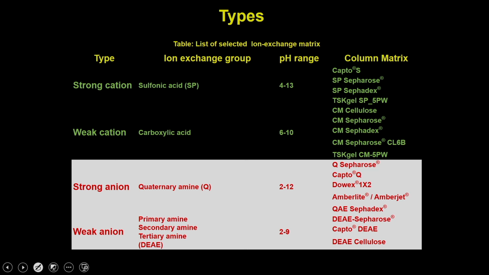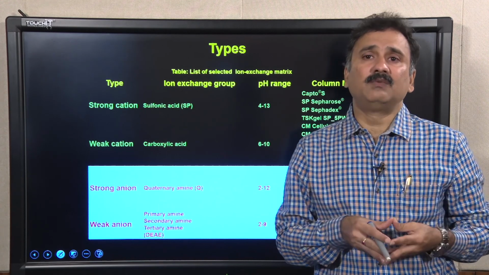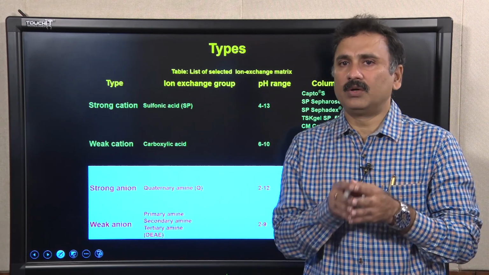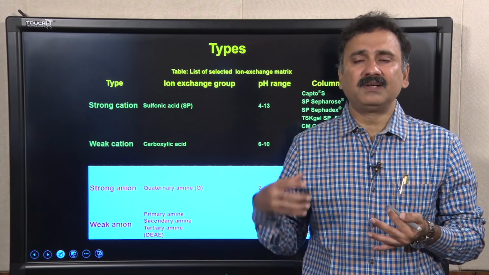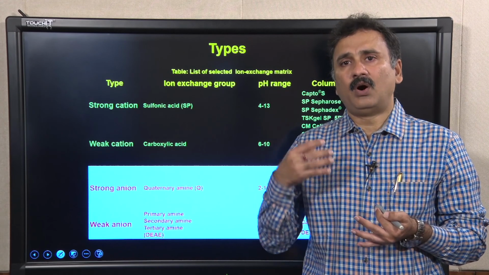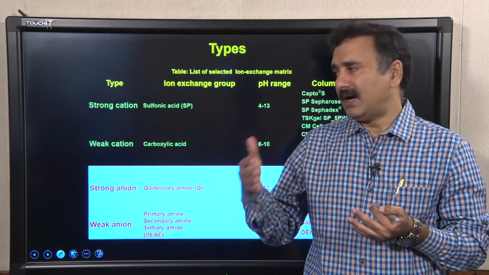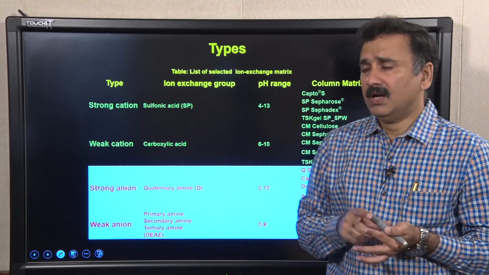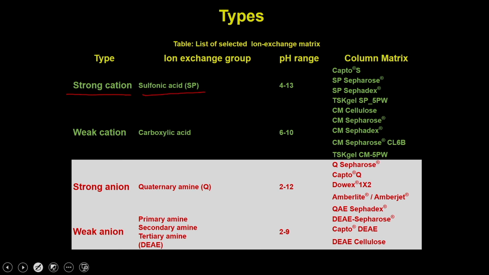There are different types of cation or anion chromatography columns or matrices that you can use. These are either weak matrices or strong matrices. The weakness or strength of a matrix depends on the type of functional group or ionizable group present on the matrix, and that is how they are classified either as strong cation exchangers or weak cation exchangers. So, let us see what these molecules are. In the strong cation exchangers, you have a functional group which is called sulfonic acid, or SP.